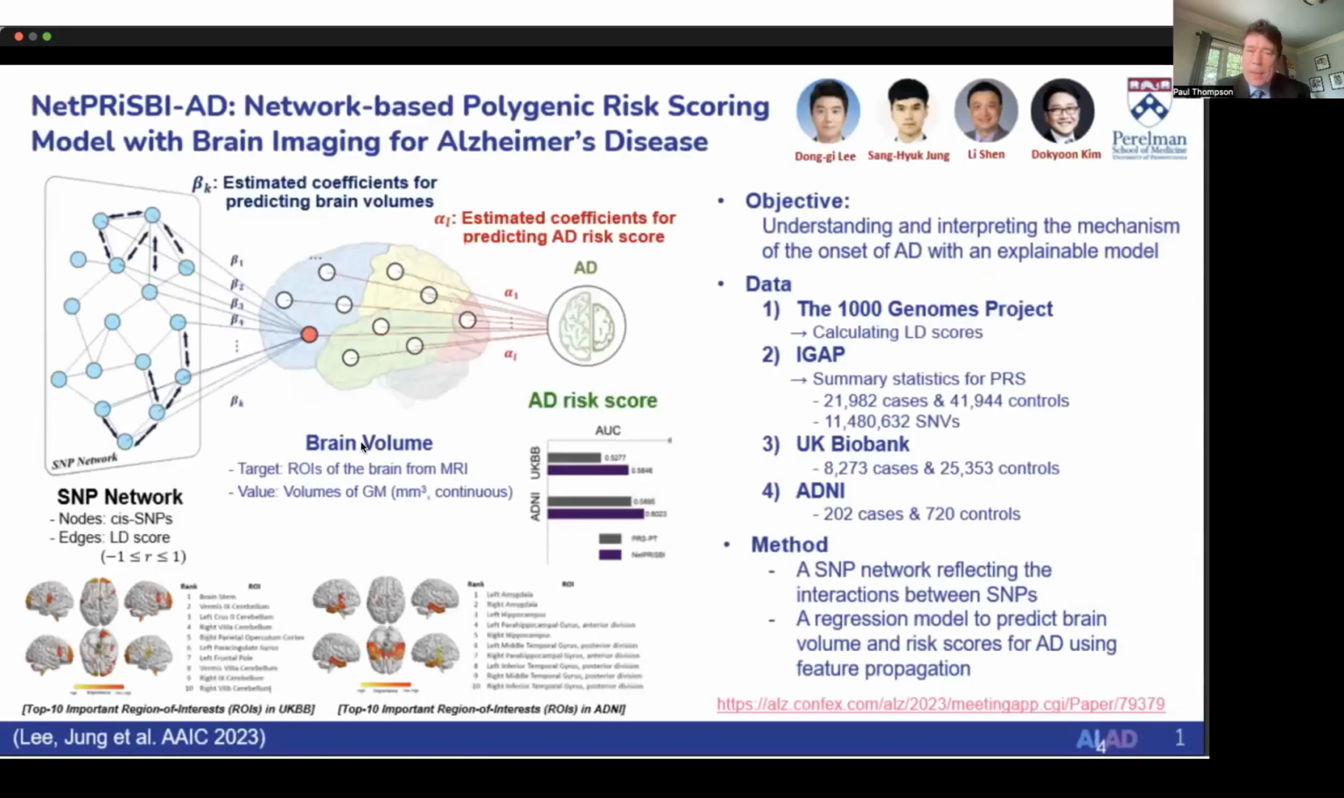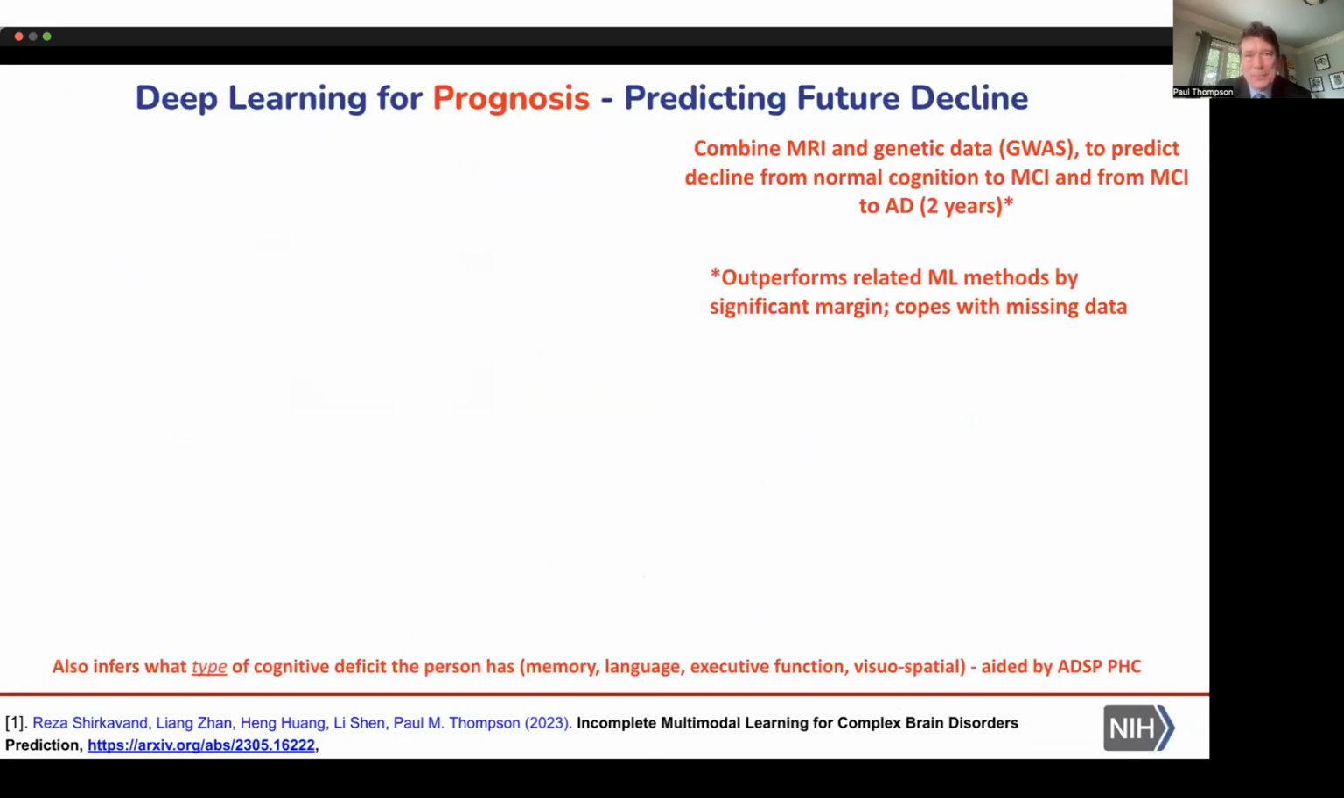Okay, so these all are a little bit of a black box. You can't tell how they're working. So to make them more interpretable, Li Shen's group and Dok-Yoon Kim's group at University of Pennsylvania have been developing deep learning methods that take SNPs or genetic variants, relate them to variations in brain volume, and then onwardly relate those variations in brain volume to the AD risk score for a particular individual. Now, these are a little bit more interpretable, and they give very good performance, not just in predicting Alzheimer's disease, but informing us about the regions of the brain and the genome that are relevant.